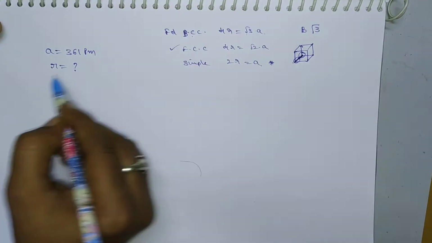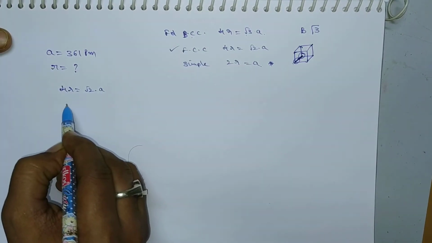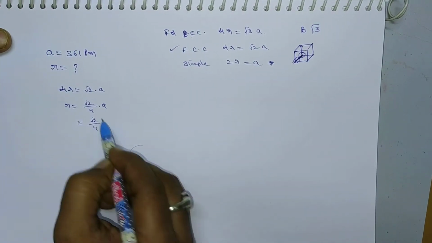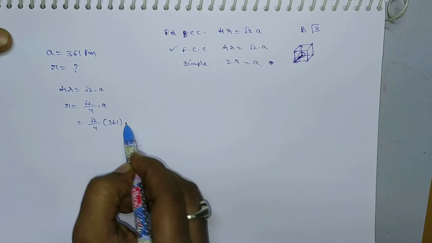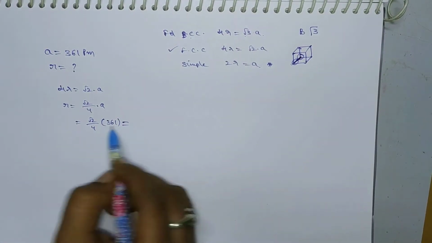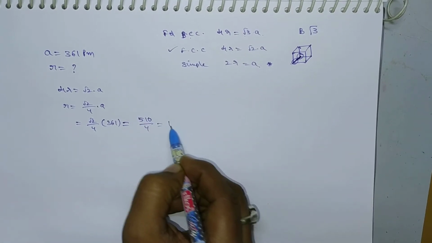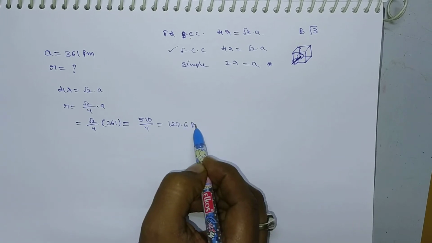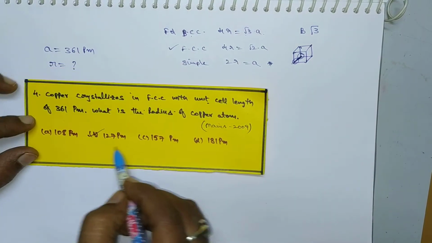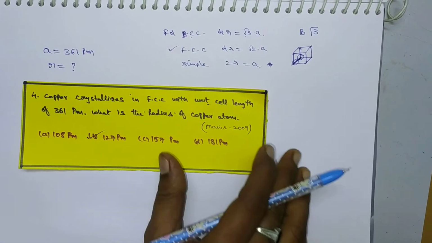Okay, so for FCC 4r is equal to root 2 into a. So r is equal to root 2 by 4 into a, that is root 2 by 4 into 361 picometers. By simplifying, upon multiplication we get 510 divided by 4, so that is 127.6 picometers. So here the answer is B, 127 picometers. Okay, clear? And next question.